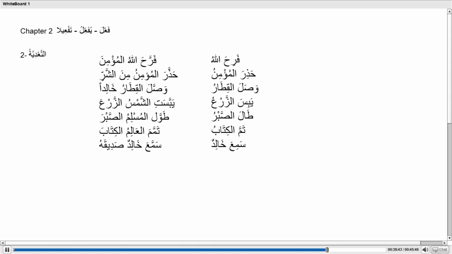Okay, سمع, is it لازم or متعد? Is it transitive or intransitive? متعد, right? Because you say سمع خالد الدرس. أليس كذلك؟ As Allah said, قد سمع الله قوله. Right?